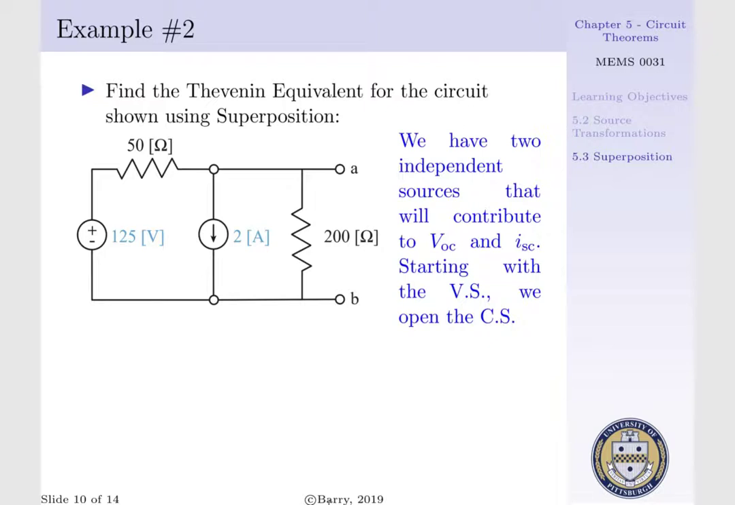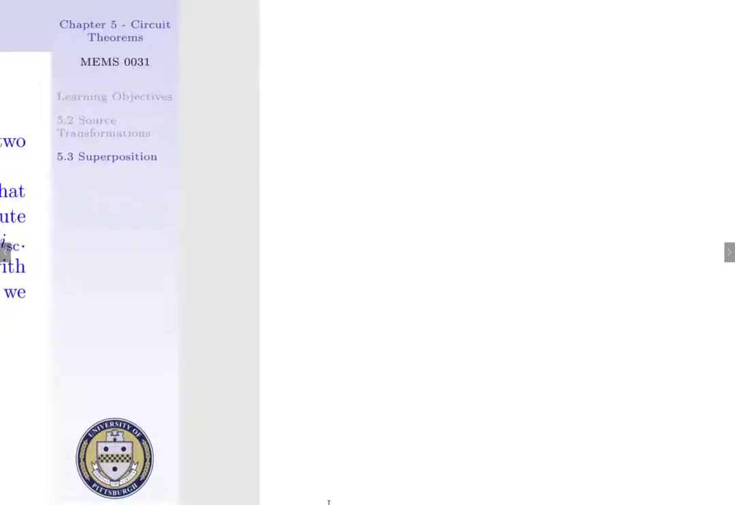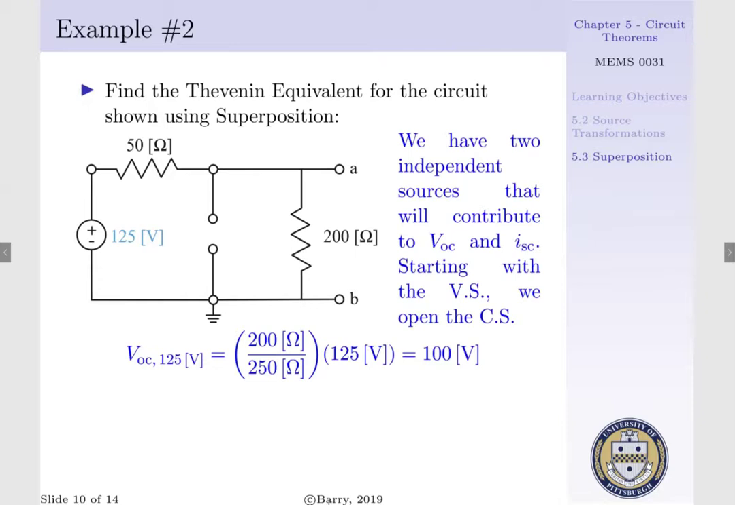That is, we'll start with the voltage source, and to do such, we will open the current source. By opening the current source, our open circuit voltage is the voltage potential established across a 200 ohm resistor, which is simply found by voltage division. Therefore, our open circuit voltage, or VAB, due to our 125 volt source is equal to 200 ohms per 250 ohms times our source voltage, 125 volts, which is equal to 100 volts.